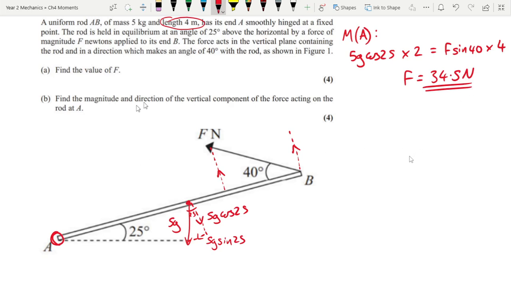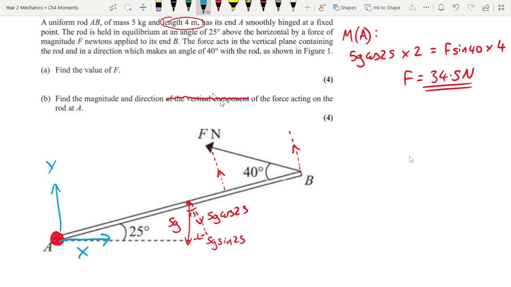Now the second bit, find the magnitude and direction of the vertical component of the force acting on the rod at A. What I'm going to change this to is, I'm going to take out this bit here. So it's going to say, find the magnitude and direction of the force acting on the rod at A. So there's going to be some forces on the hinge here. I don't really know where those are. So what I'm going to do is I'm just going to label, there is some vertical forces, I'm just going to call it Y, and there is some horizontal forces, I'm going to call it X. Just because there's going to be a vertical component and a horizontal component. I don't really know much else than that though.